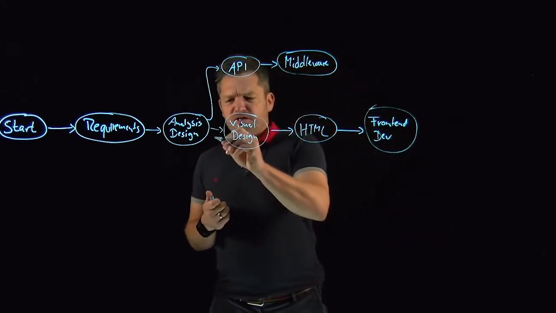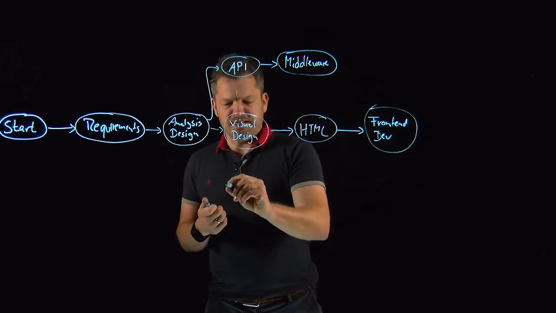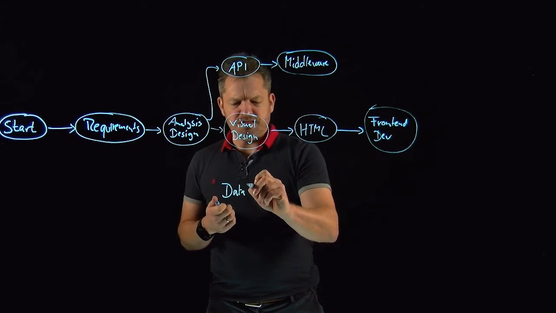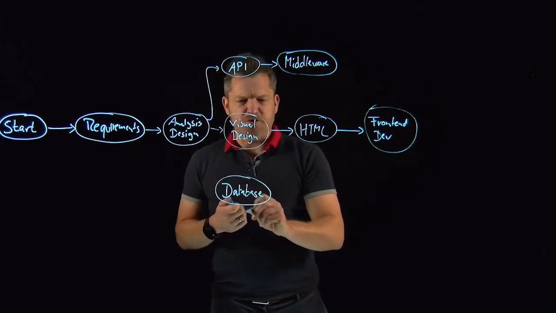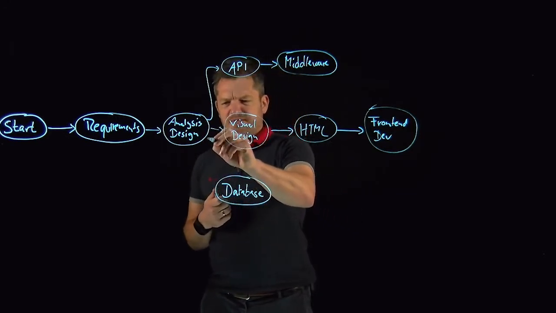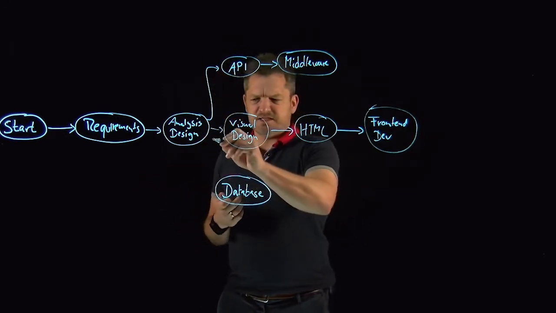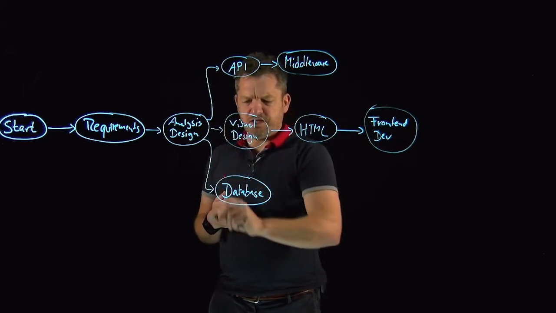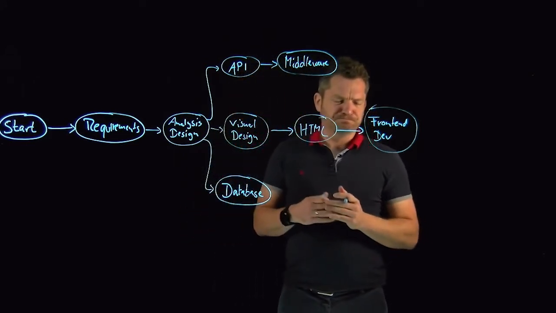Furthermore, what do we also need? Of course, we need a database. We have a web shop, and all the data for a web shop is saved in the database. And first, we need to do analysis and design. We should know the requirements, and then we can create the database.